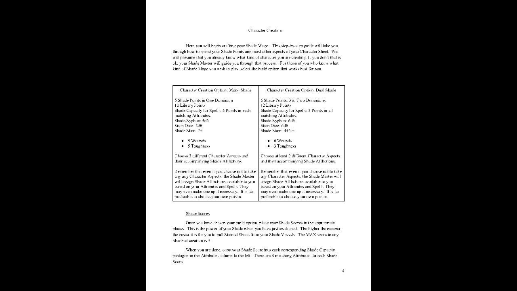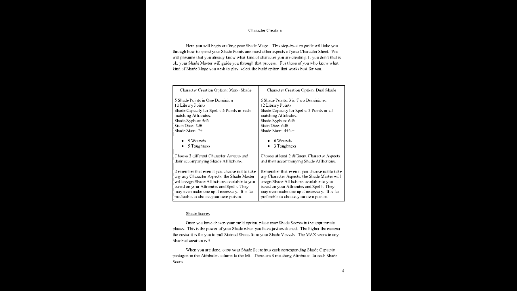This grants us 5 shade points in a dominion. In our case, destruction. We also gain 10 library points, a 5-point shade capacity for chaos, combustion, and passion, a shade siphon and stained dice of 5d6, a shade stain of 2+, 5 wounds, and 5 toughness.